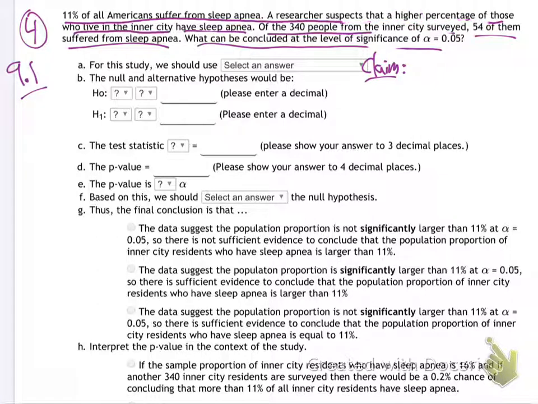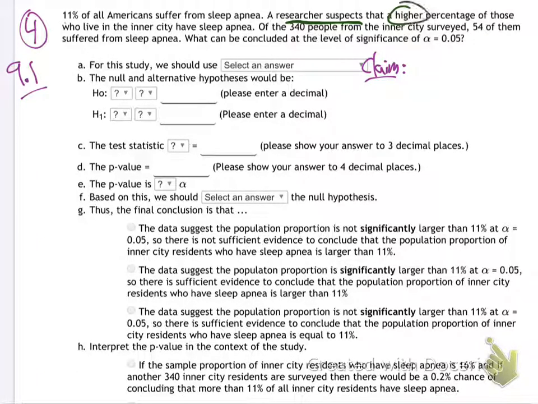To do that, you have to realize what's being claimed. What's being stated or wondered? A researcher suspects. What does he suspect? That a higher percentage of those who live in the inner city have sleep apnea. Higher than what? Higher than 11%. Because 11% of all Americans suffer from sleep apnea, and the researcher suspects that a higher percentage of those who live in the inner city have sleep apnea.